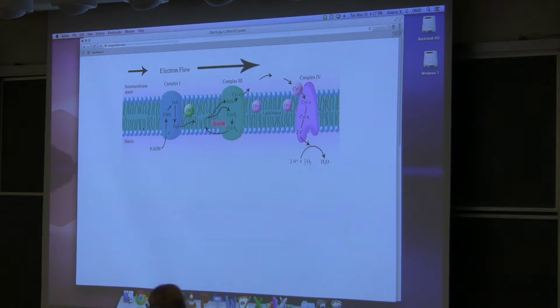The electrons pass through complex 4, and they arrive at their terminal electron acceptor. We've got these electrons moving. They've got to go somewhere. And so these electrons hit their terminal electron acceptor, which is oxygen. And when they get to oxygen, oxygen is converted from molecular oxygen into 2 molecules of water. It takes 4 electrons to convert 2 molecules of O2 into 2 molecules of water.